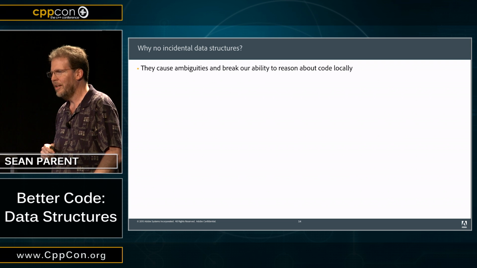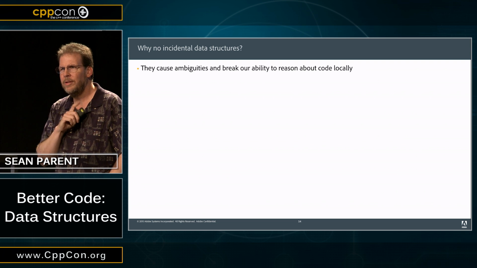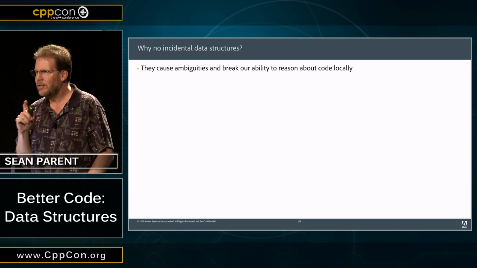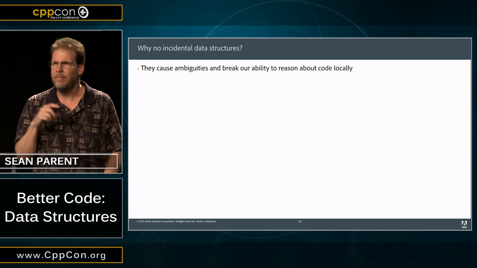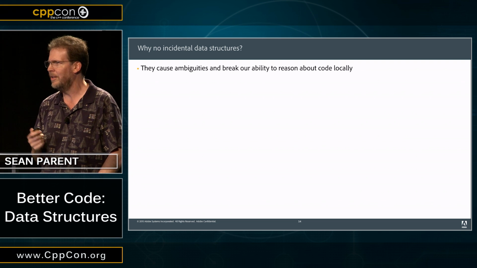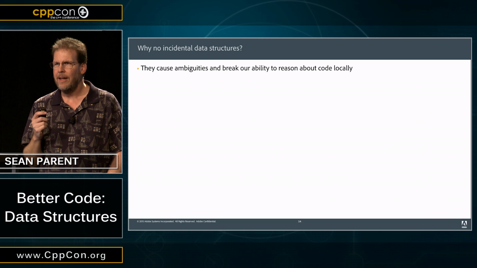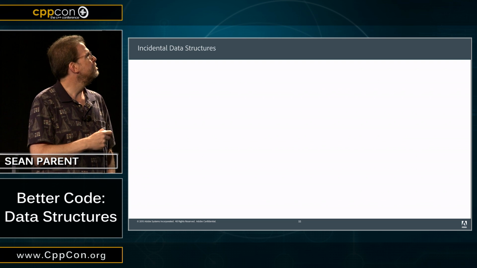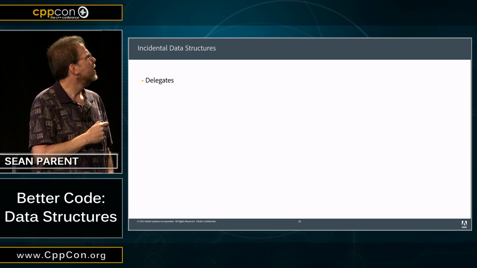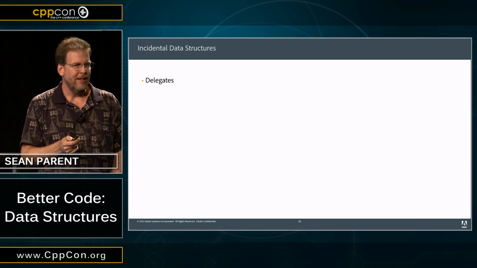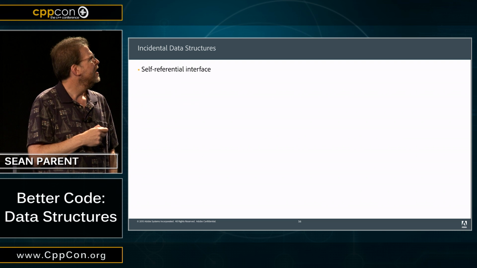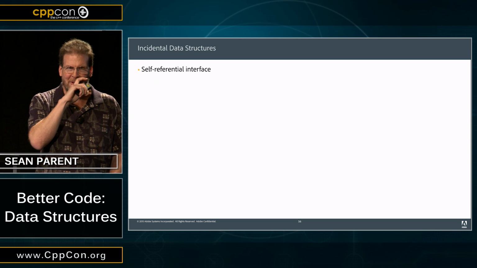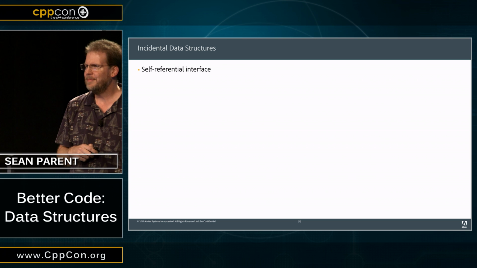So why don't we want them? They cause ambiguities in our code, right? Structural ambiguities, which is a little different than value ambiguities. They break our ability to locally reason about code. They break the notion of value semantics within our code. And they happen all the time. Okay? They happen when we create delegates. They happen when we have message handlers. And the biggest culprit is self-referential interfaces.